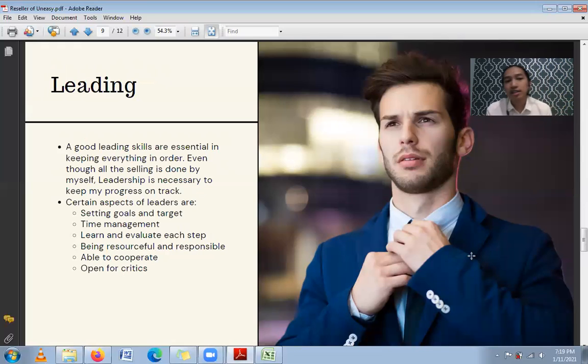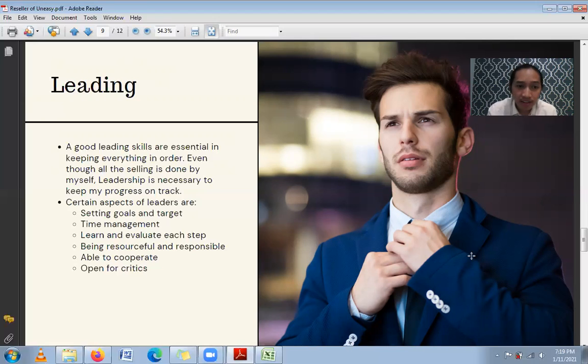After that, another function of management is leading. Good leading skills are essential, of course, and even though I'm working alone, I also need to lead myself in completing some goals so that I can meet my deadlines.